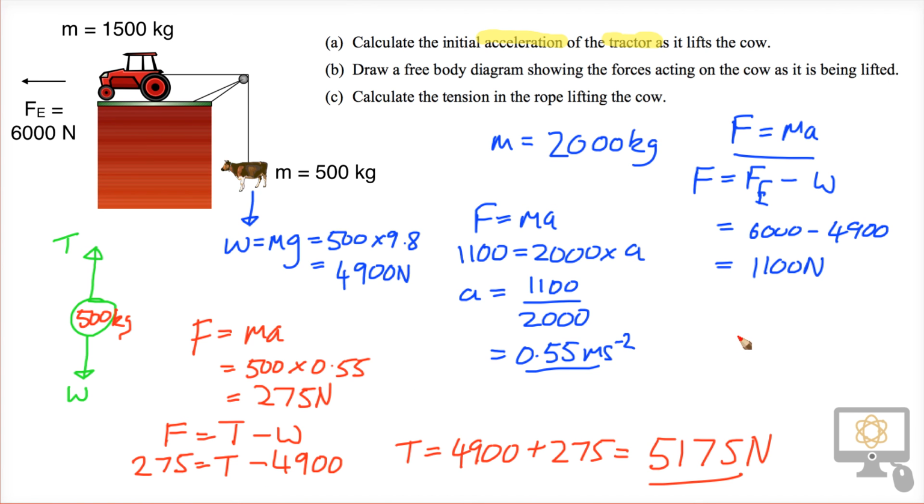So that's how to do the problem. As you can tell, it's very similar to the train and carriage one. The only difference is we must consider in this case the weight, because that's the opposing force in this system.